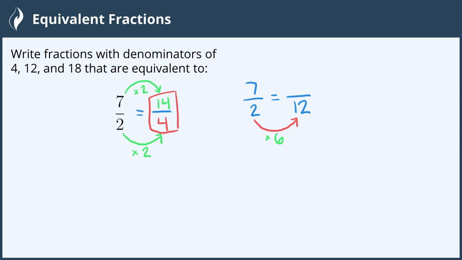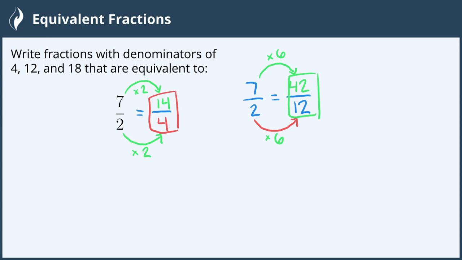And again, if I do this to the denominator, or the bottom of the fraction, I must also do it to the top of the fraction to keep the ratio the exact same as the original fraction. So I'm going to multiply the numerator by 6. 7 times 6 is 42. And this is the next equivalent fraction that we were asked to find with the denominator of 12.